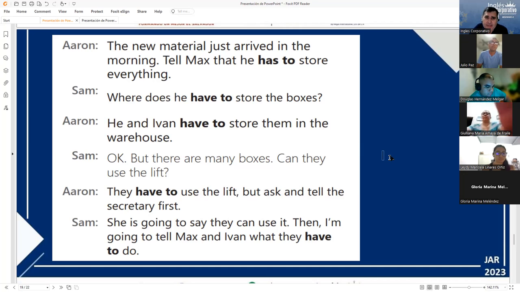So the new material just arrived in the morning. Tell Max that he has to store everything. Where does he have to store the boxes? He and Ivan have to store them in the warehouse. Okay, there are many boxes. Can they use the lift? They have to use the lift. But ask and tell the secretary first. She's going to say they can use it. Then I'm going to tell Max and Ivan what they have to do. Okay. Do you have questions?